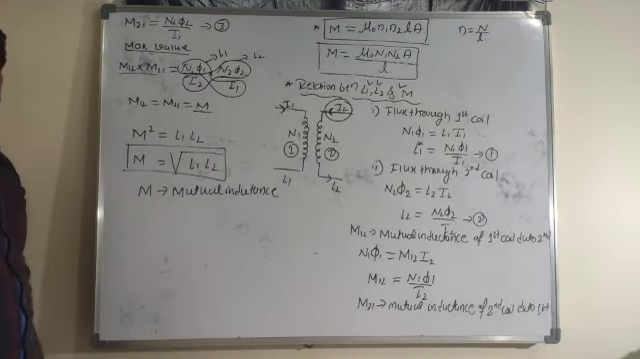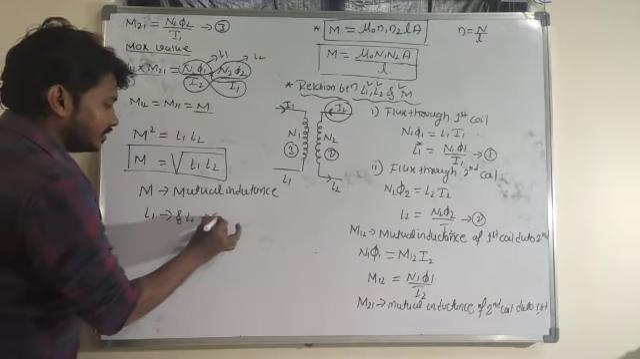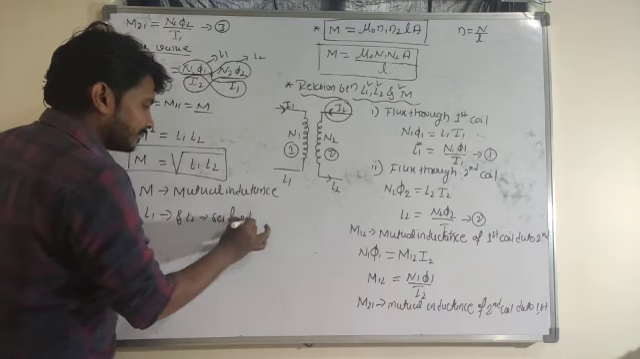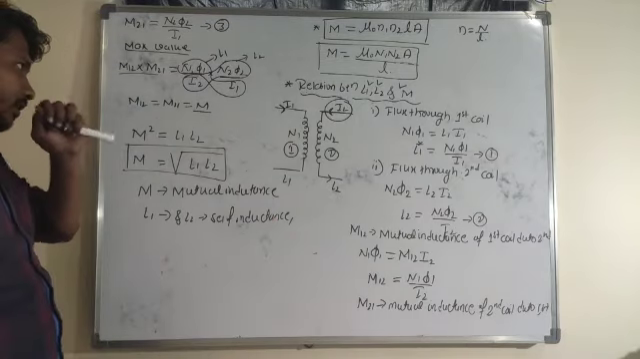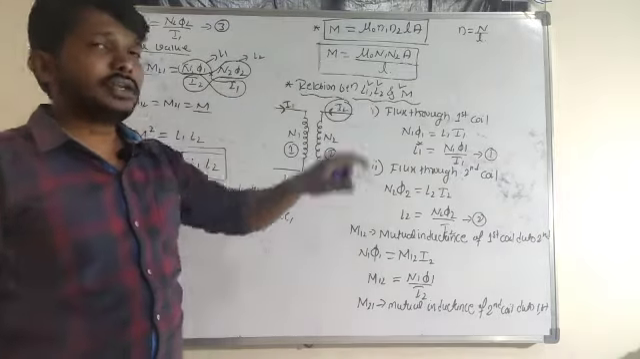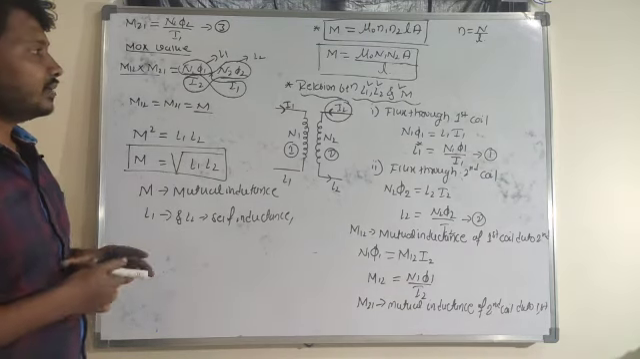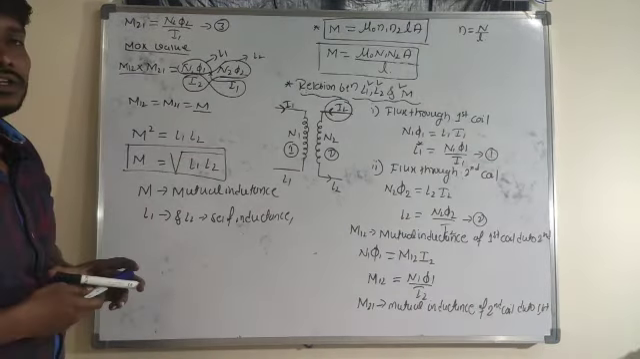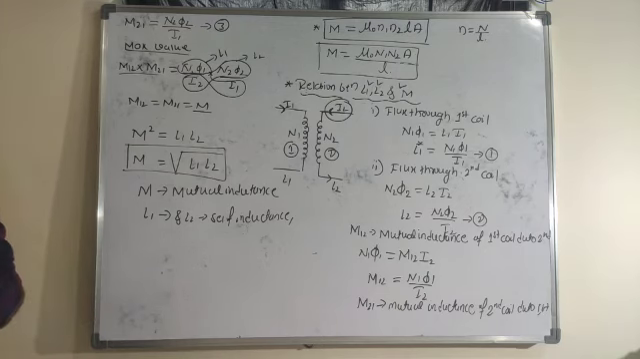So M indicates the mutual inductance, and L1 and L2 are self-inductances. What is the relation between L1, L2 and M here? M is equal to the square root of L1 into L2. So this is the relation between L1, L2 and M. Now look here, next.